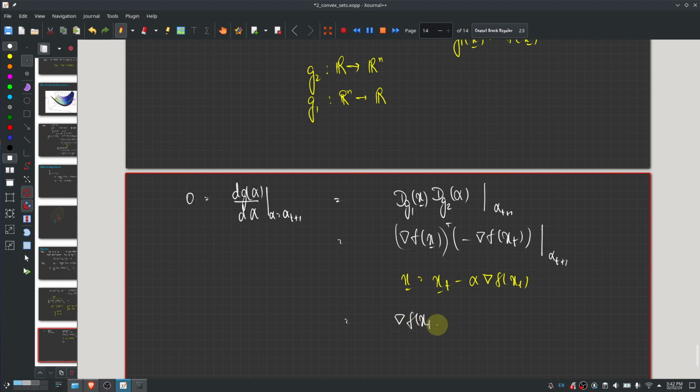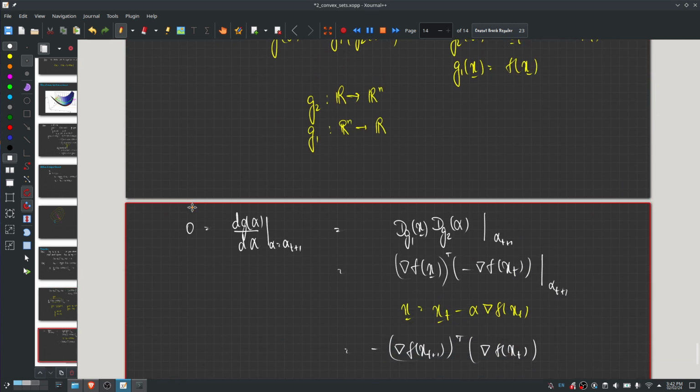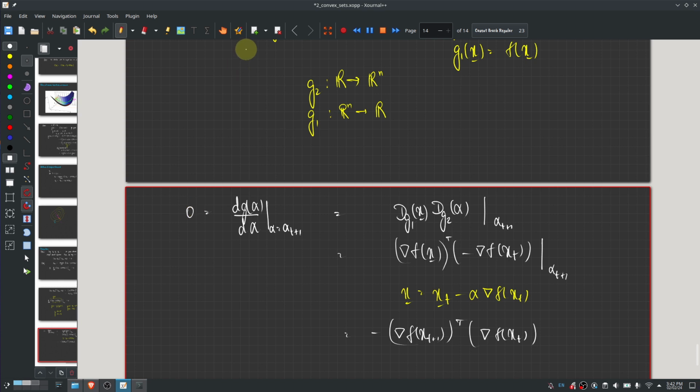So this is in fact equal to gradient f of xt plus 1 transpose gradient f of xt, which is equal to 0, which means that the two gradients, so subsequent gradients, are orthogonal to each other.